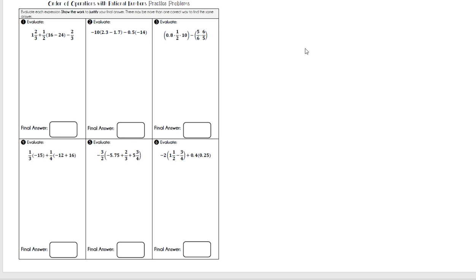Okay, so just as a review, the order of operations tells us that we do parentheses first, anything in the parentheses. Then we do exponents. Then we do all multiplications and divisions. We don't necessarily do multiplication before division. We do all multiplications and divisions. Whatever comes first in the problem, we do that first. So we're going to work left to right.